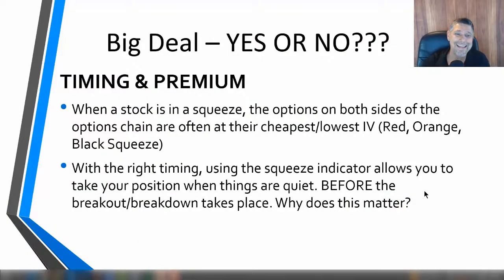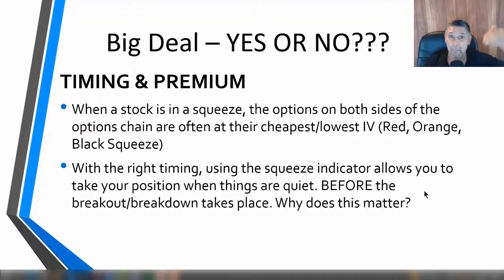All right, so is it a big deal? That's what I want you to ask yourself. Or some of you might be asking right now, hey, is it a big deal? Yes or no? Well, the answer is yes. It's a huge deal. And why? Because it's all about timing and premium. So when a stock is in a squeeze, the options on both sides of the option chain are at their cheapest. So one of the advantages are on the premium. It's cheaper. When the volatility is contracting and it's quiet, the options are getting cheap.